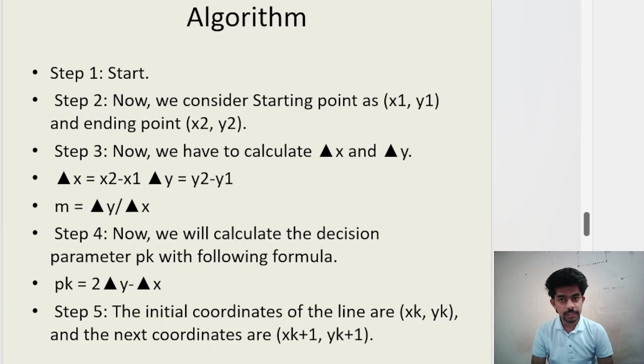Start. Now we consider the starting point and ending point. Now we calculate delta x, delta y, which is the same as in DDA. But here comes the different thing, which is pk. pk is the decision parameter. Its value is 2 delta y minus delta x. It's a bit more complex than DDA. DDA is a very simple algorithm, very simple to understand, but it includes quite a few complications, which we looked at. So the initial coordinates of the line are xk, yk, and the next coordinates are xk plus 1, yk plus 1 here in the first case.